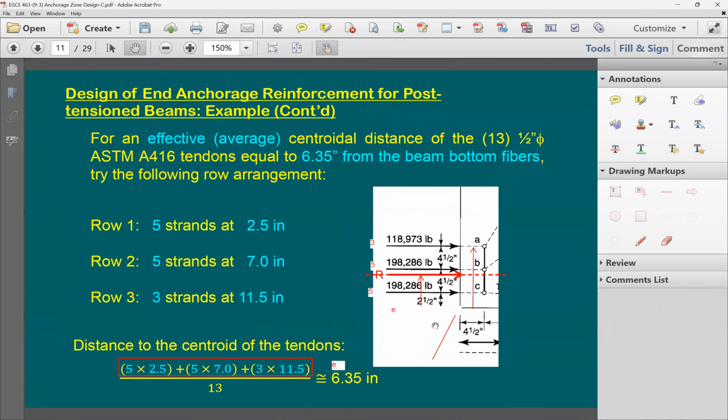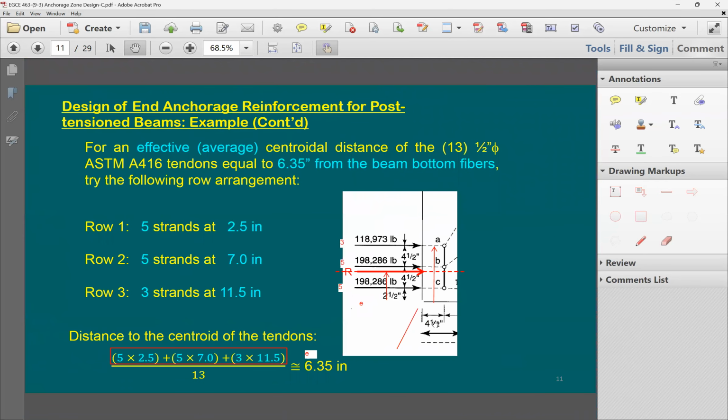Any questions? Yes? Any questions on finding out the eccentricity?